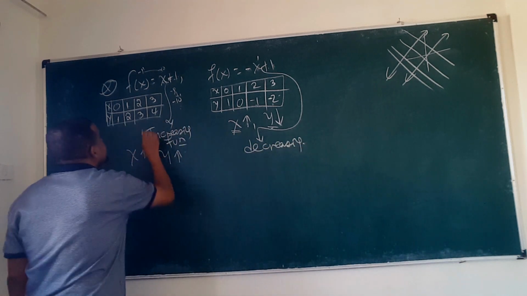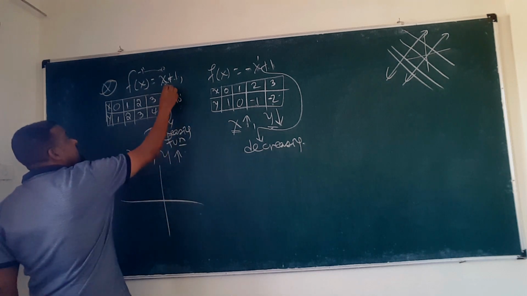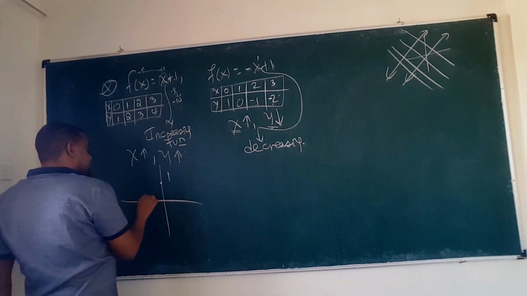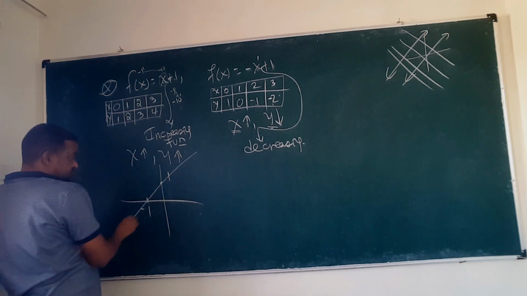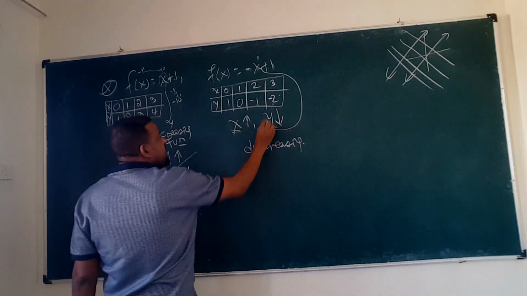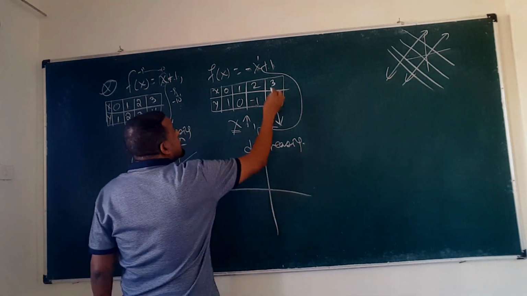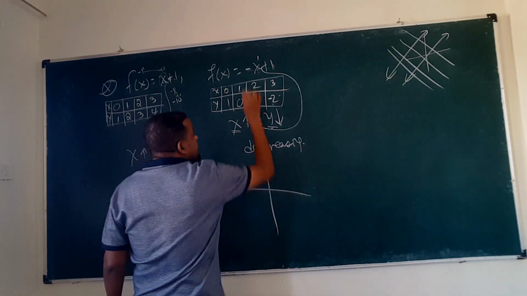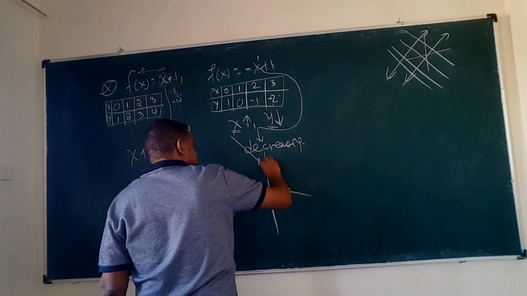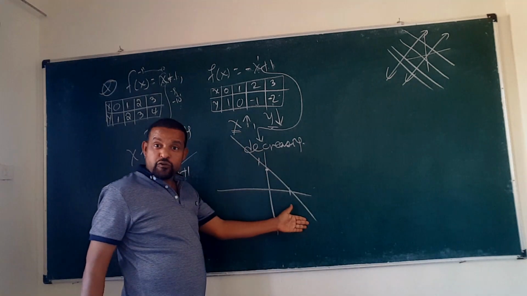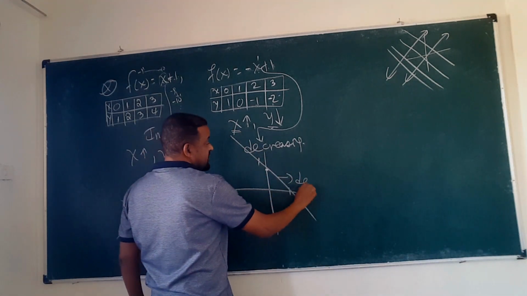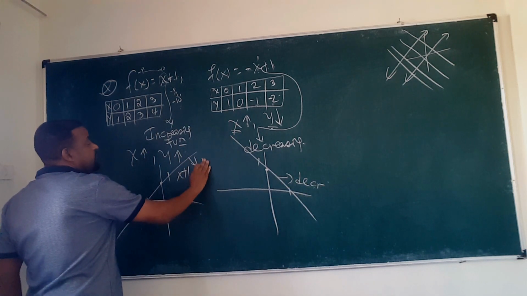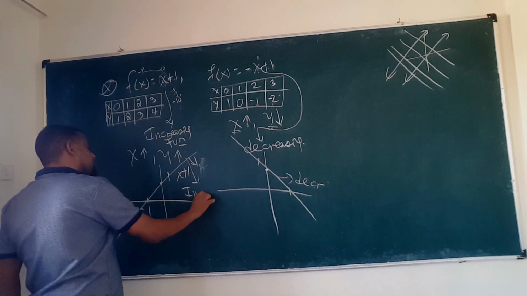Even if you look at the graph of this one, the x-intercept and y-intercept are 1 and negative 1. So the graph is like this. Now look at the graph of x plus 1. When x is 0, y is 1, and when y is 0, x is negative 1. This graph is falling down from left to right, right? So this is a decreasing graph. This one is rising from left to right, so this is an increasing graph.